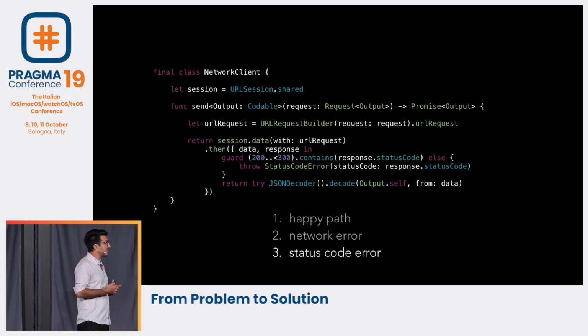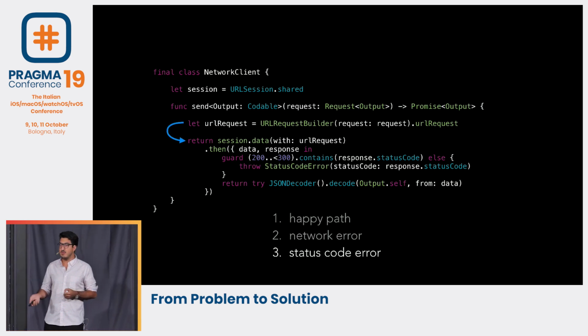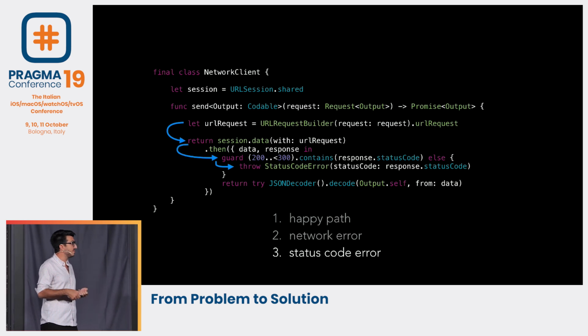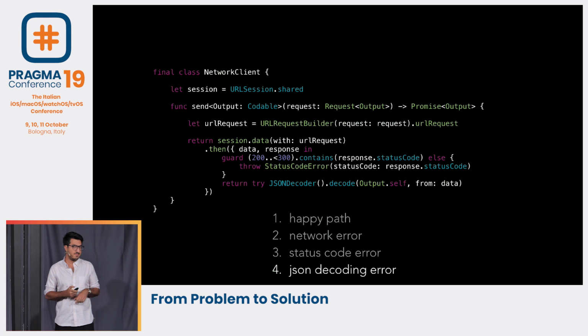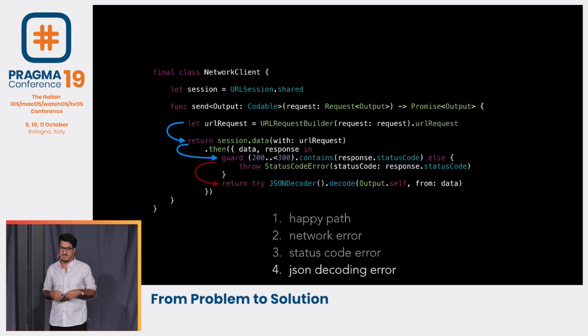Third branch is a status code error, right? So we could go into that little throw over there. We create our URL request, we send it, we check the status code, but that fails and goes in here, throws an error. So that's our third branch. And then our last branch is what if there was a JSON decoding error? So we again create the URL request, send it, check the status code, go to decode it, but the data's garbage, can't be decoded. And so that's our last branch.